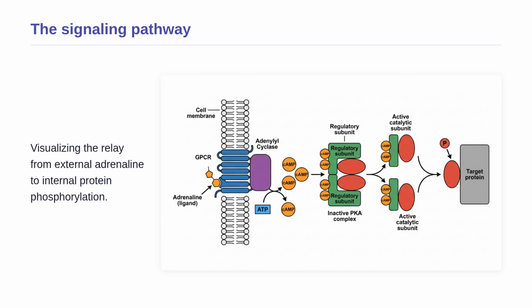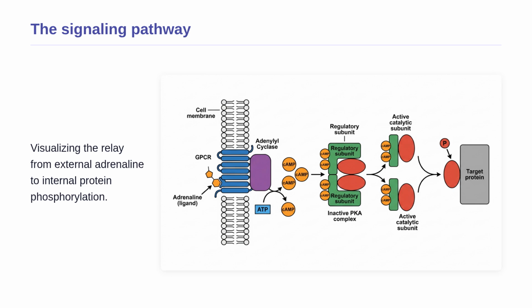Before we move on to the mathematics, let us see this entire process visually. Here you are looking at a schematic of the cell membrane. On the far left, notice the adrenaline molecule binding to the G protein-coupled receptor on the outside. This triggers the adenylyl cyclase enzyme right next to it. Look at the arrows showing ATP being converted into cyclic AMP.